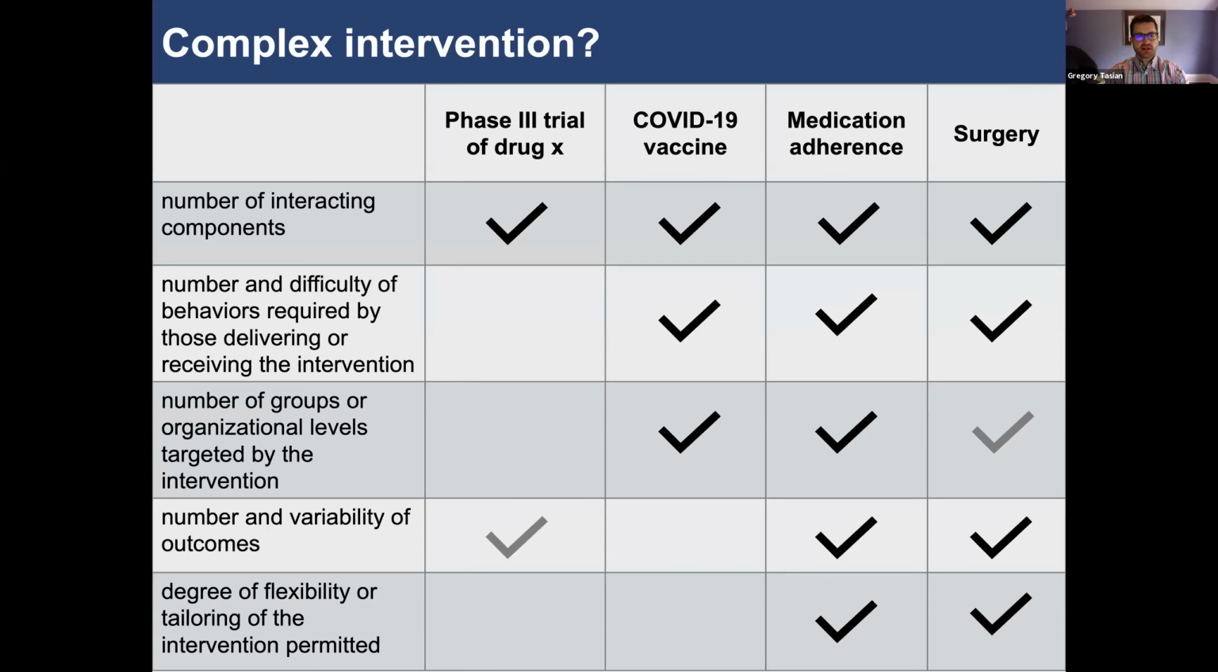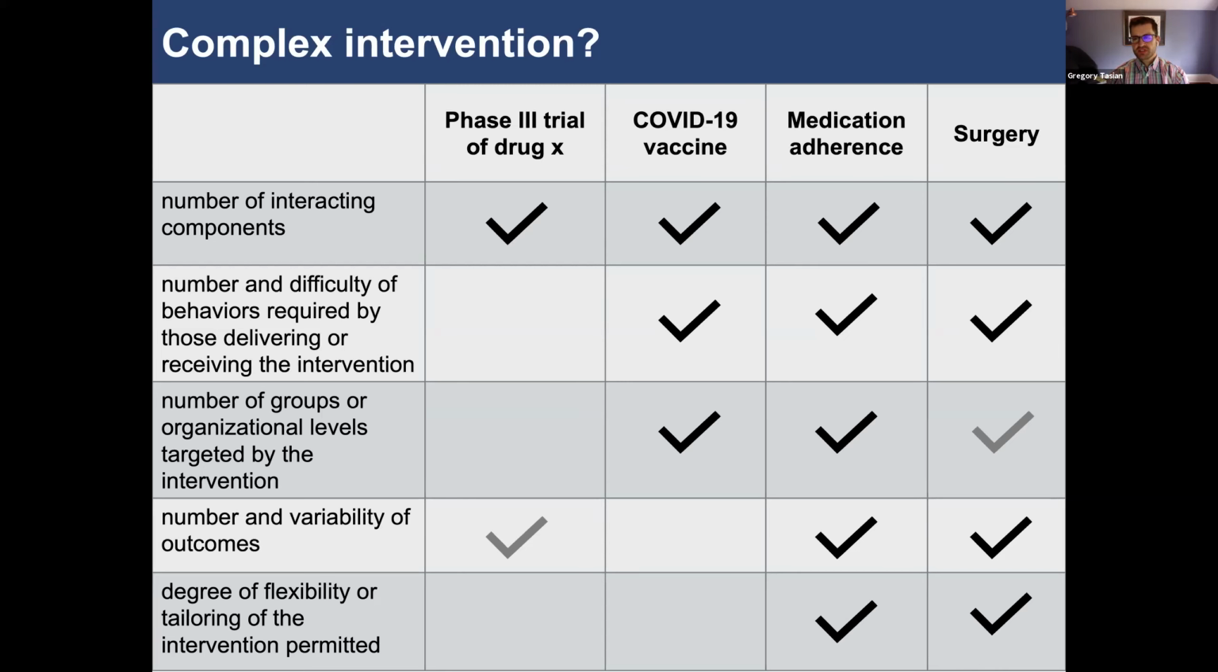The COVID-19 vaccine, on the other hand, is a rather simple intervention in a very complex environment that does include a number of interacting components, including the acceptability and the participation of any particular group of individuals in the trial or in the real world effectiveness studies. There are quite a lot of behaviors required by those receiving the intervention to participate, and there are more groups and organizational levels involved than in the previous example of the drug trial.